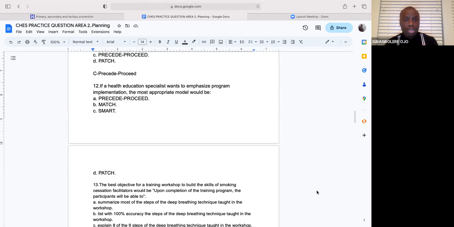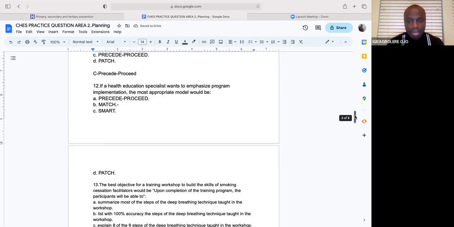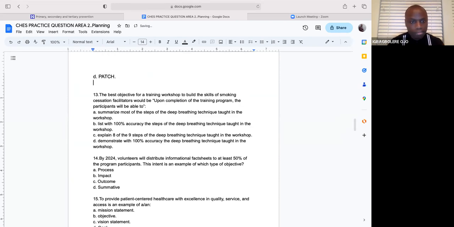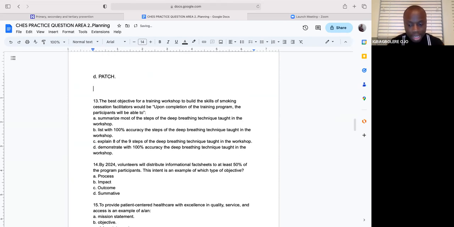So these 2 models can really be confusing most times. How I try to differentiate them is this: one of them really starts from scratch, while the other one really just picks up on implementation and evaluation. So the right answer here, I'm going to just write in front of it. Okay, let's not break the flow. So the right answer here should be B, I believe, and that is match. Okay, and that is match.